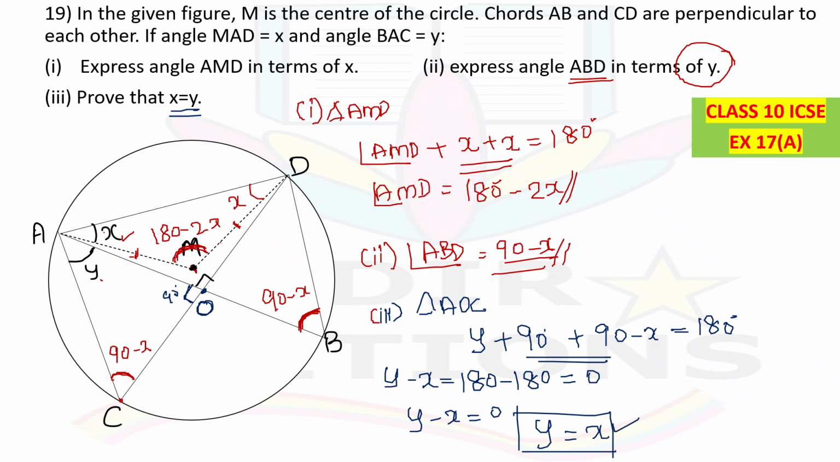So now we are going to implement this result in the second question. Since x and y are equal, I can write the second answer, that means angle ABD, as 90 minus y. So here comes the end of the problem. Hope you understood. Thank you.